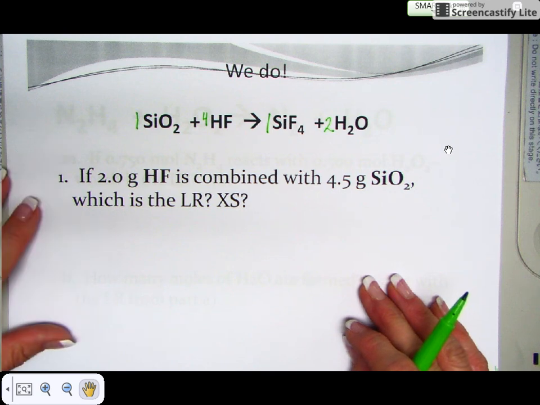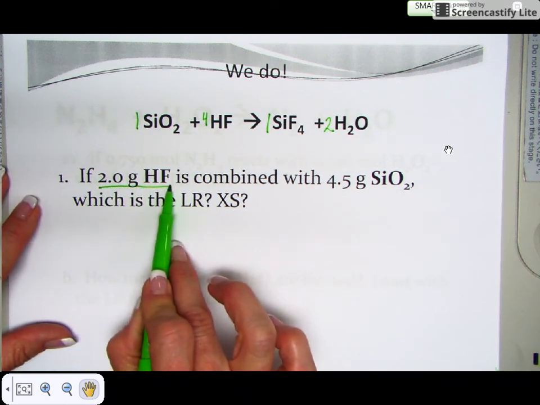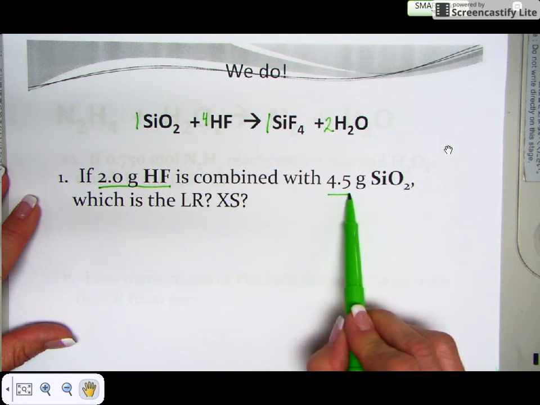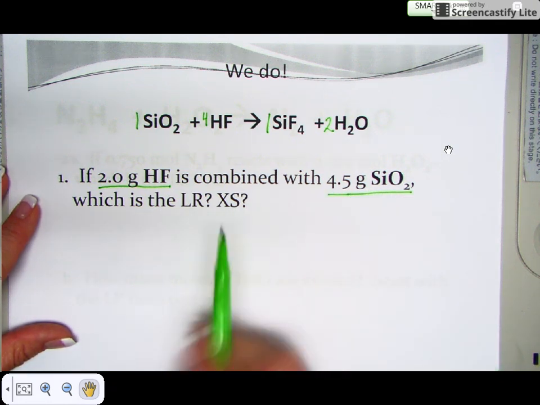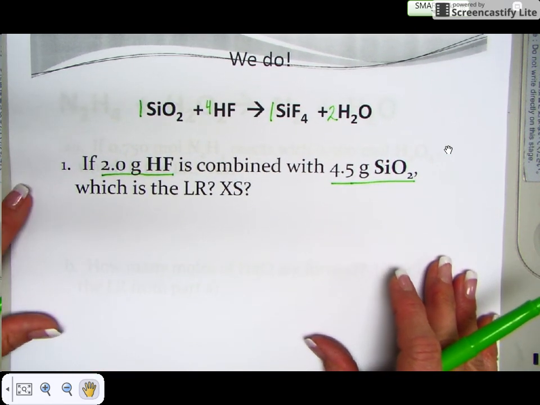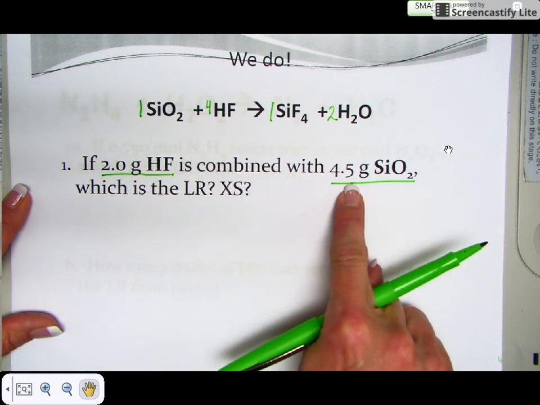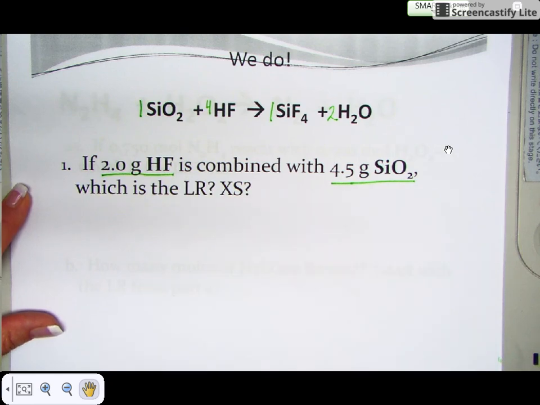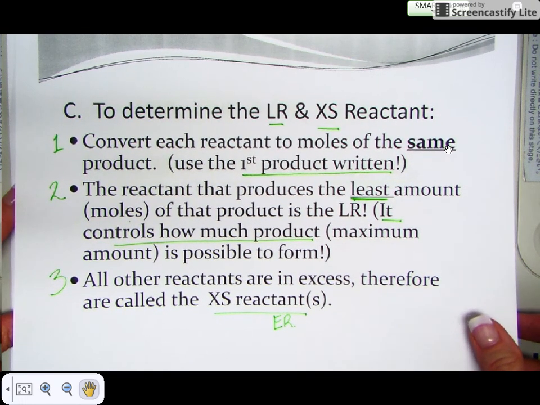So balance your equations first. So this problem says if 2 grams of HF is combined with 4.5 grams of SiO2, which is the limiting reactant and which is the excess reactant. All right, so what we're going to do is take our reactants and convert them to moles of the first product. Again, if you get stuck, go back to the slide in the notes. It tells you exactly what to do.